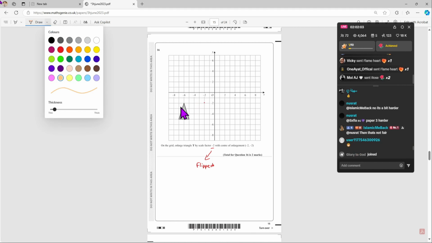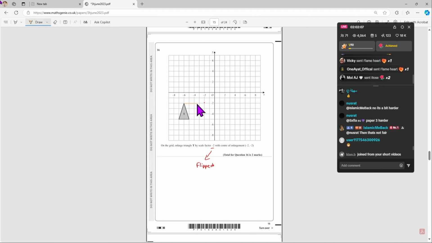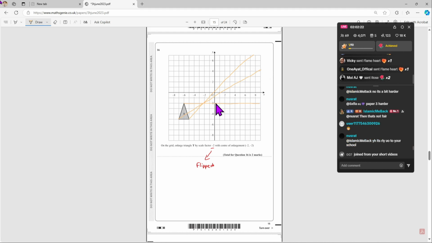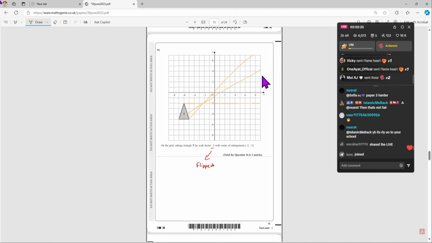I'm going to use a different color pencil or a pen. Then we're just going to draw a straight line that is touching the center of enlargement and goes like this. Then it also goes straight through like this, and then it also goes straight through like that. Now, once we have done that, we can easily find out the points. Our lines should have these 3 points on the triangle.